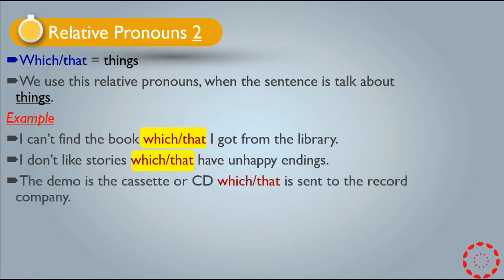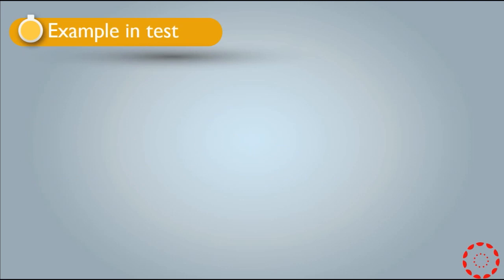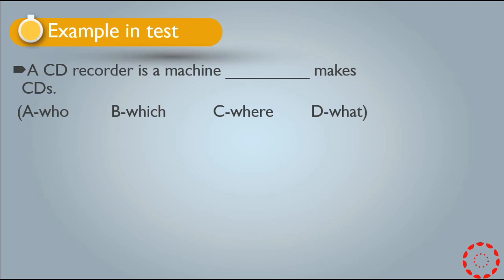The demo is the cassette or CD which is sent to the record company. The demo is the cassette or CD that is sent to the record company. As I mentioned before, you can use that or which, both of them are correct. Examples in tests, in national exams or final exams, it will look like that. A CD recorder is a machine that makes CDs.